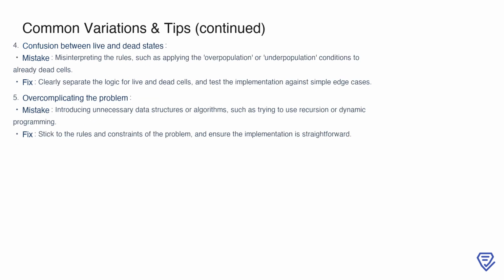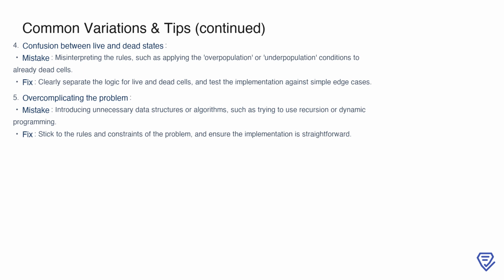Another mistake to watch out for is confusion between the live and dead states. It's easy to misapply rules, such as using the overpopulation or underpopulation conditions for cells that are already dead. The key here is to separate the logic for live cells and dead cells clearly in your implementation. Testing your code against simple edge cases can help verify that your logic is correct.